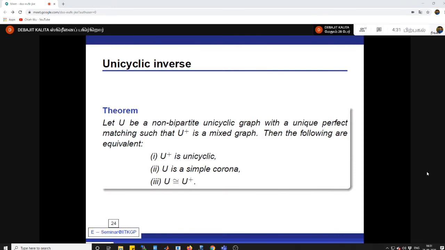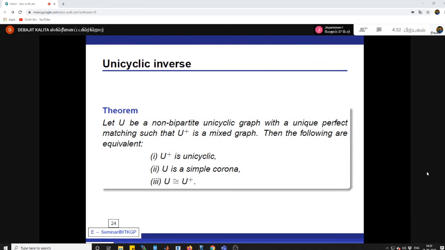So this theorem answers this question. It is a similar theorem to the bipartite case. Let U be a non-bipartite unicyclic graph with unique perfect matching, so that U plus is a mixed graph. That U plus is a mixed graph is essential for us, because otherwise we may have non-zero entries on the diagonal. Then the following are equivalent.